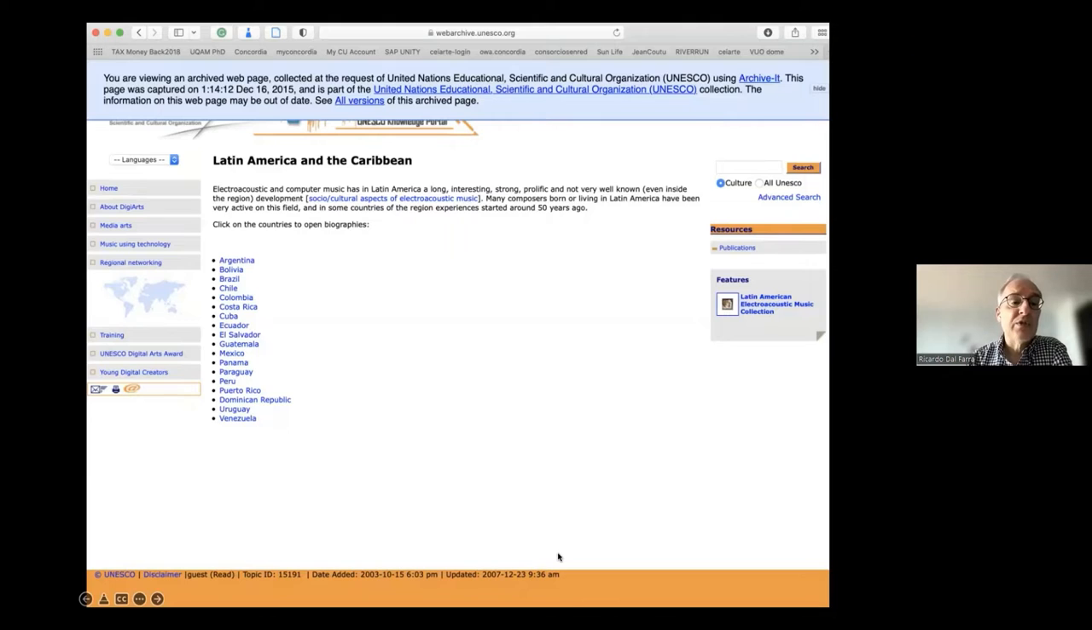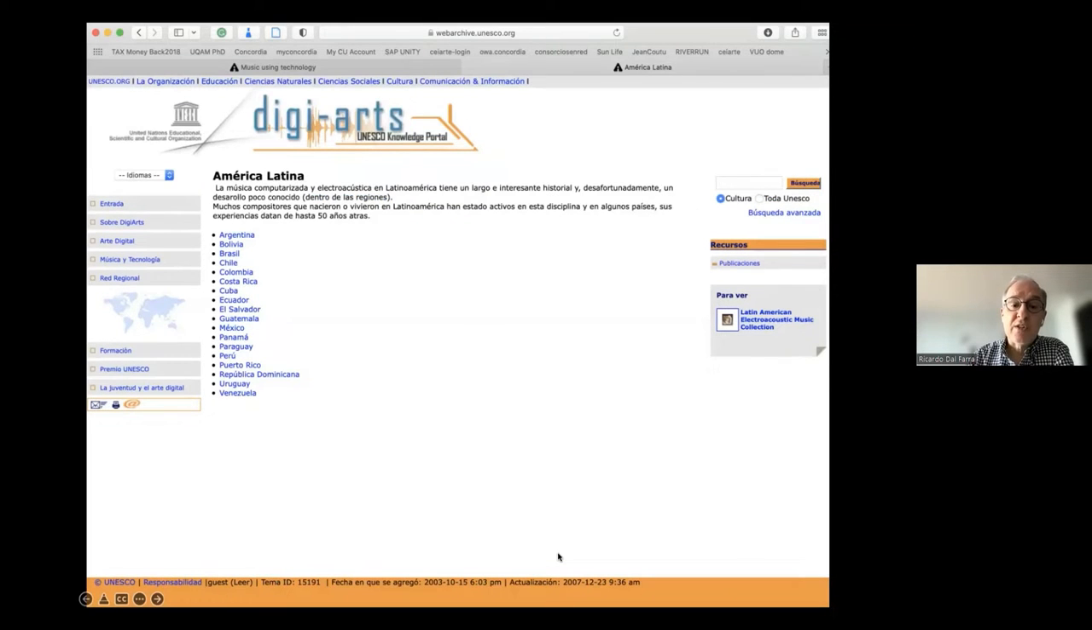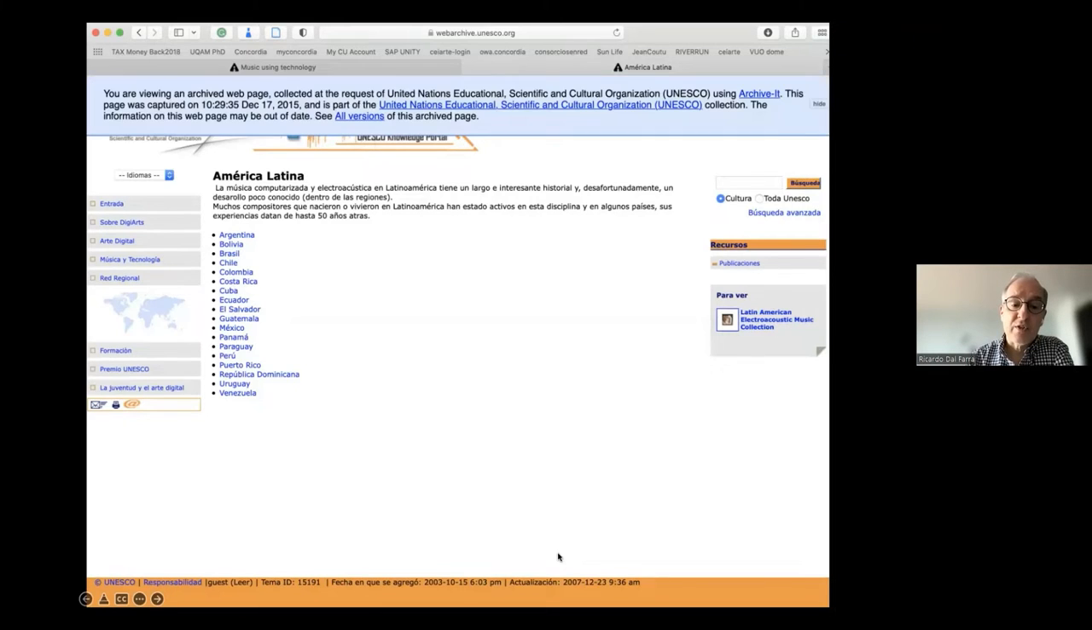But again, if you see here, you're viewing an archive web page. So if you try to find this, it will take you a while to find the information from the DG Arts UNESCO project. Also, before we were seeing some images in English, now you can see this text in Spanish, because there was an English version as well as a Spanish version of this information. But all this, once again, you're viewing an archive web page. So it's very difficult to find this information.